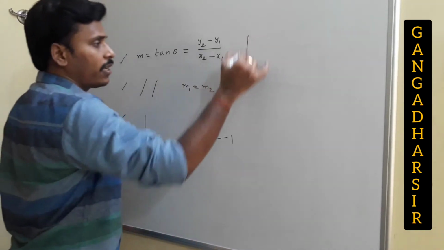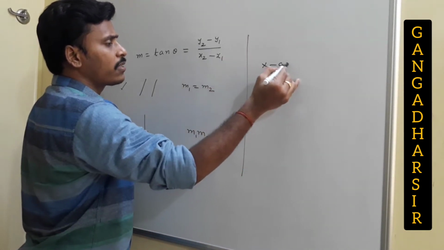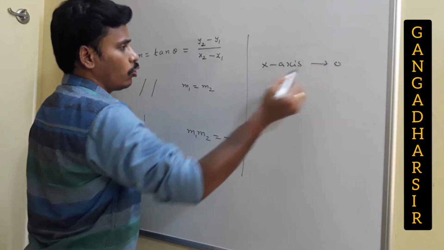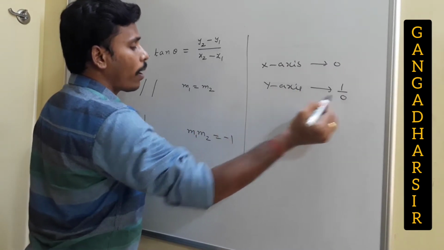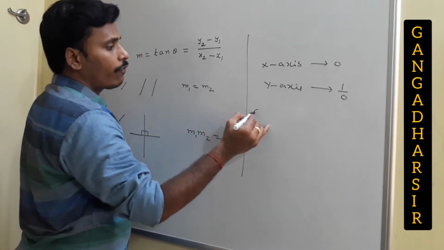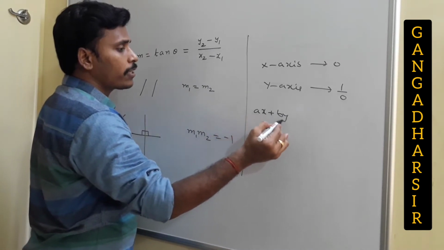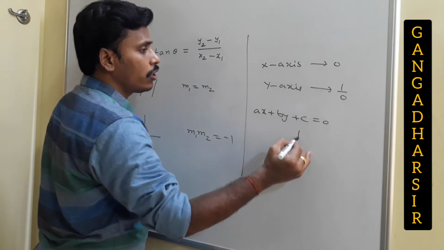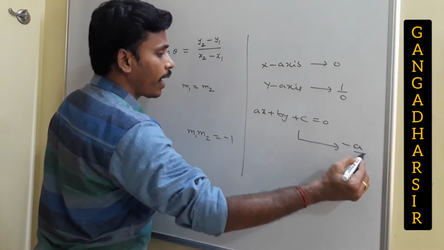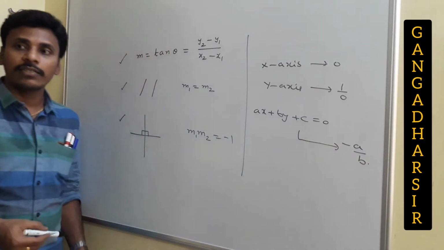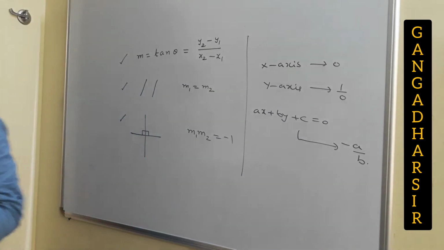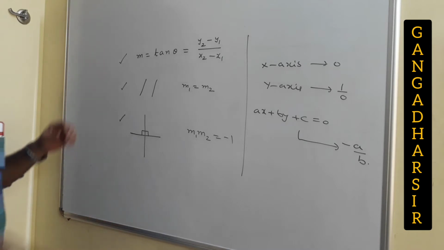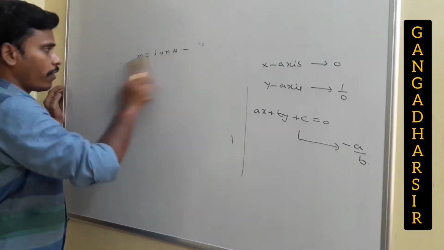And next, for the x-axis the slope is 0, whereas for the y-axis the slope is given by 1 by 0 or infinity. And for the line ax plus by plus c equals 0, the slope is given by minus a by b, that is, minus x coefficient by y coefficient. Have a look at all these things. See, this is all about the slope of a line.